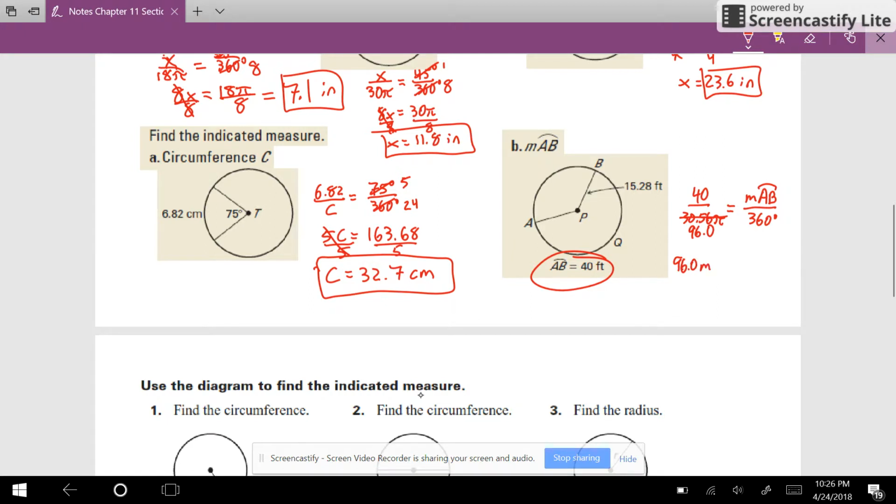96.0 times the measure of arc AB is equal to 40 times 360. 40 times 360 is 14,400. We're going to divide by the 96. So the measure of arc AB is equal to 14,400 divided by 96.0, which gives us about 150 degrees.